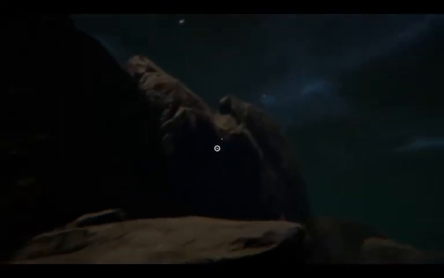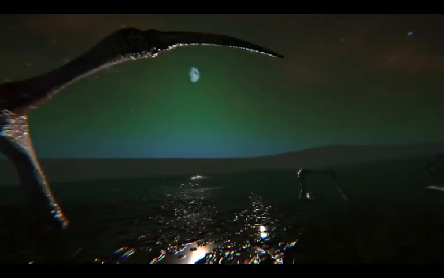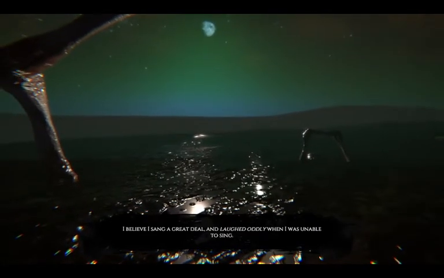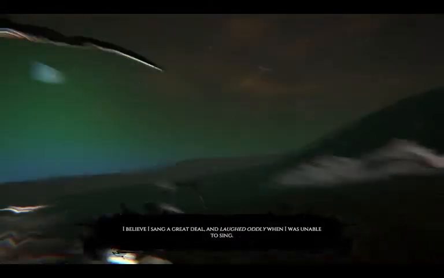I think I went mad then. Of my frantic ascent of the slope and cliff, and of my delirious journey back to the stranded boat, I remember little. I believe I sang a great deal, and laughed oddly when I was unable to sing.